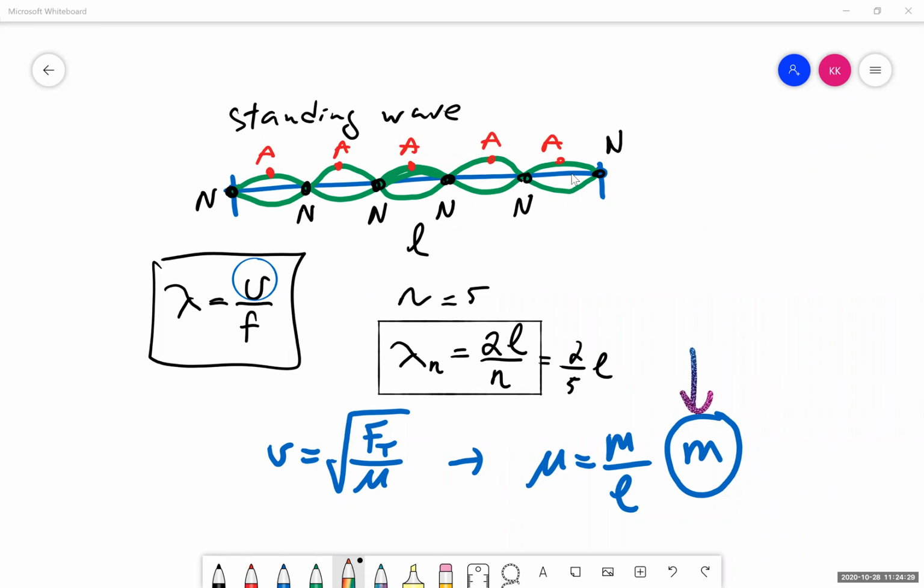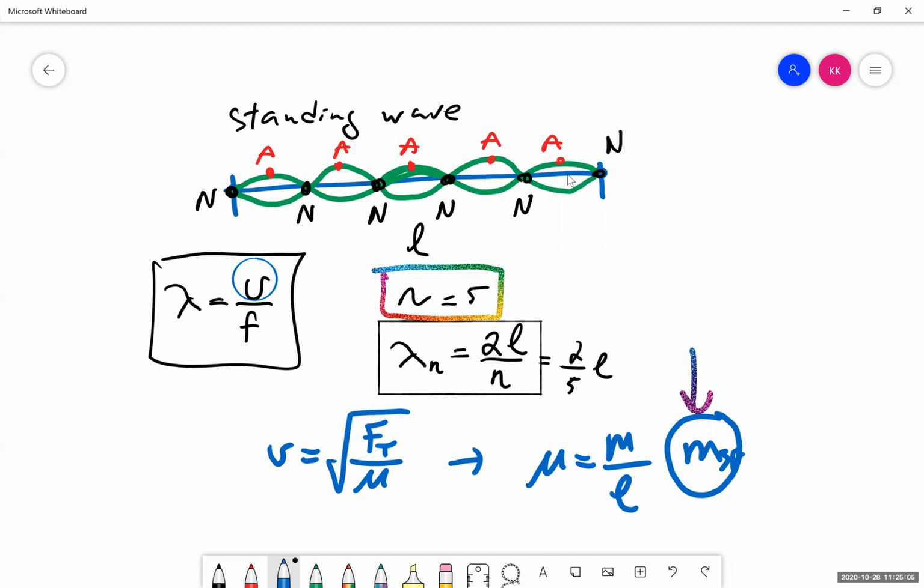All right, so I have a question. Isn't there 6 nodes? Yes, the number of nodes is 6, but this is not the number of nodes. This is the mode number, which goes by the number of antinodes, and I have 5 of those. So in this equation for the wavelength, 2L over n, n is equivalent to the number of antinodes, not the number of nodes. Anyway, so this is basically the mass of the string.